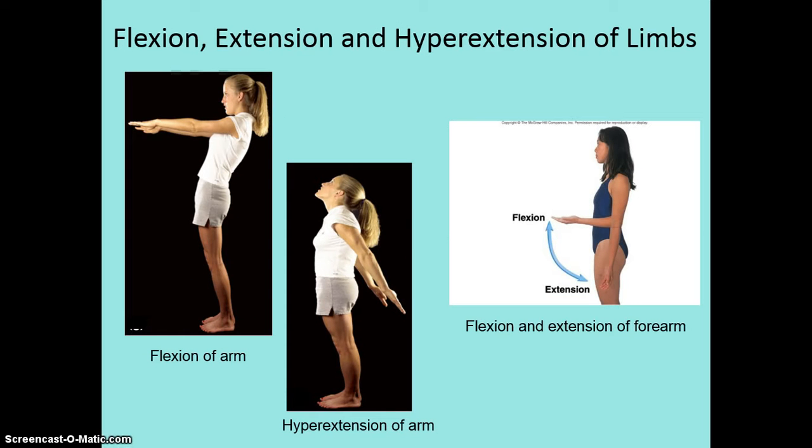Okay, the woman on the left is flexing the arms, and then right next to that, in the middle, she is hyperextending her arms. So she not only returned back to anatomical position, she went beyond that. The woman on the right in blue is flexing the forearm and then extending. The forearm cannot hyperextend. The elbow does not allow for hyperextension.